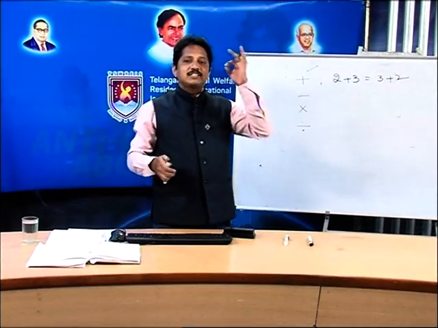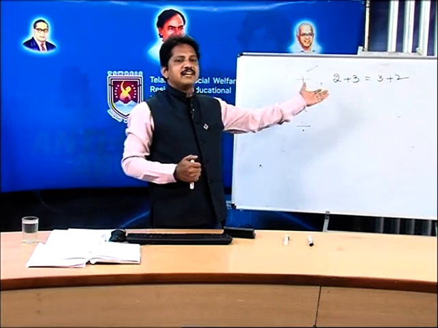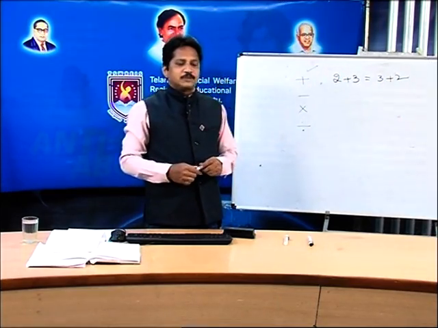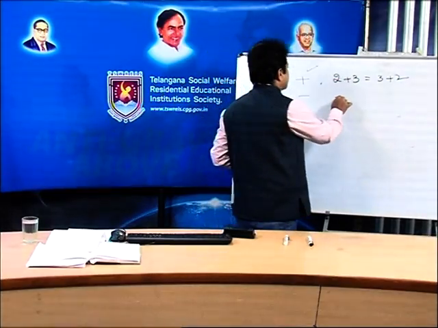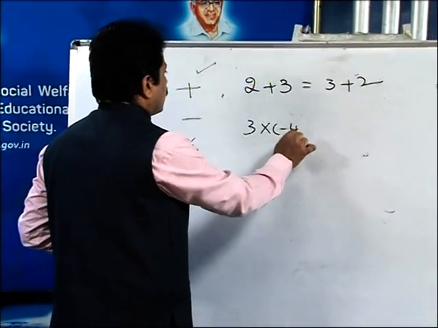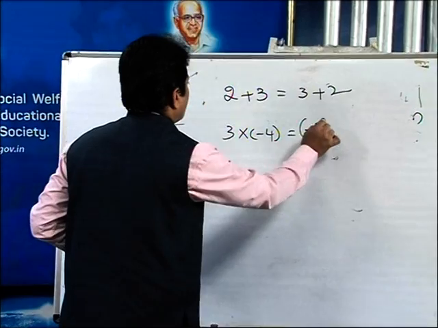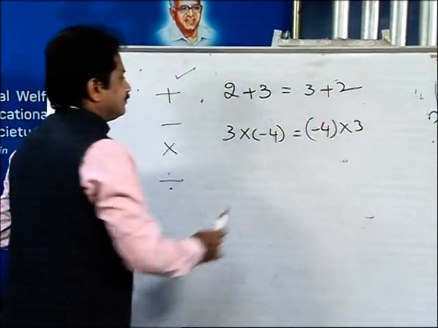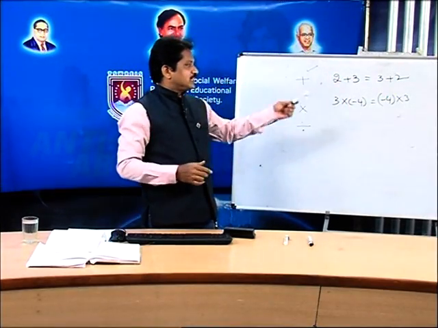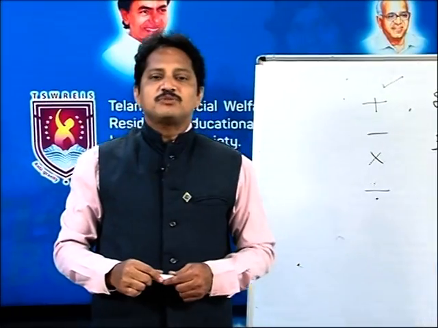This is called commutative property. If you consider 2, 3 as natural numbers, you call it the additive commutative property in the natural number set. For example, if I give 3 into minus 4, it is simply minus 4 into 3. 3 into minus 4 is equal to minus 4 into 3.